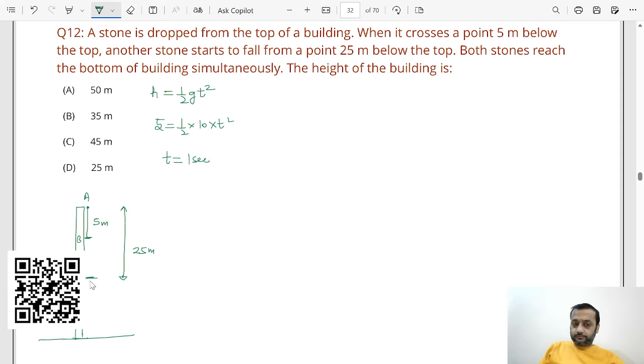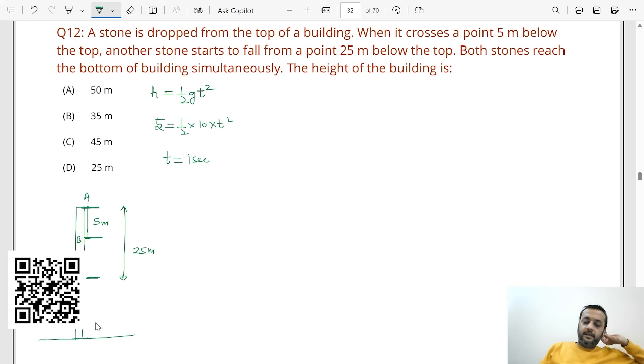Okay. So now both these stones reach the ground simultaneously. So this stone also reached the ground, and this stone also reached the ground simultaneously. Okay. So note what is happening. Let us understand the events. At t equals 0, the first stone is released. At t equals 1, the first stone reaches here, point B. So at that moment, the second stone is released from the point C. Okay, and both the stones reach the ground simultaneously.